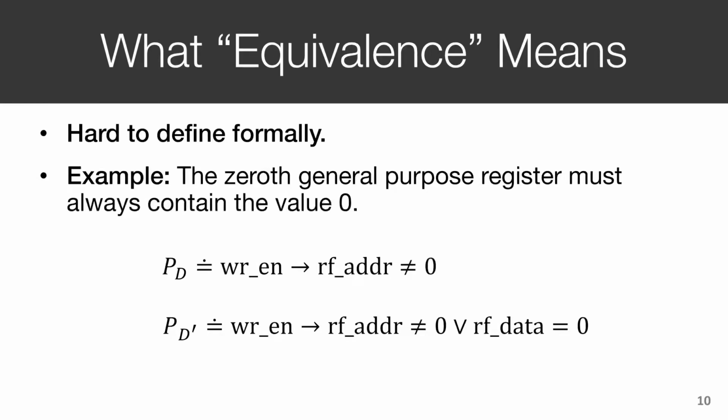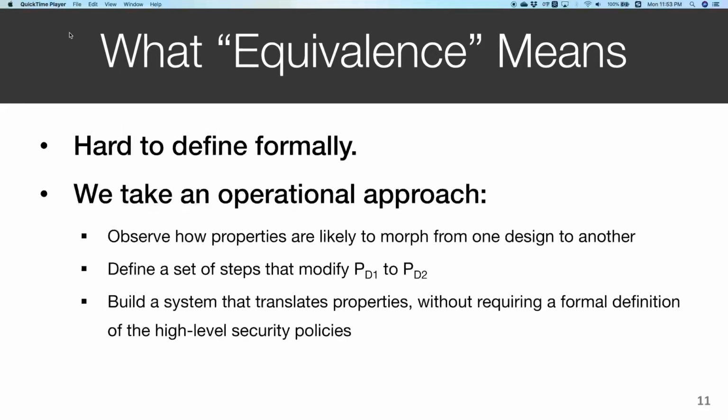The second property states that writes are enabled only when the general purpose register 0 is not the target of the write, or when the value being written is 0. And the second design does not satisfy the first property, and an effort to verify the property will fail. However, the underlying policy we care about here is held. So we take an operational approach. We start with observation about how properties are likely to move from one design to another.